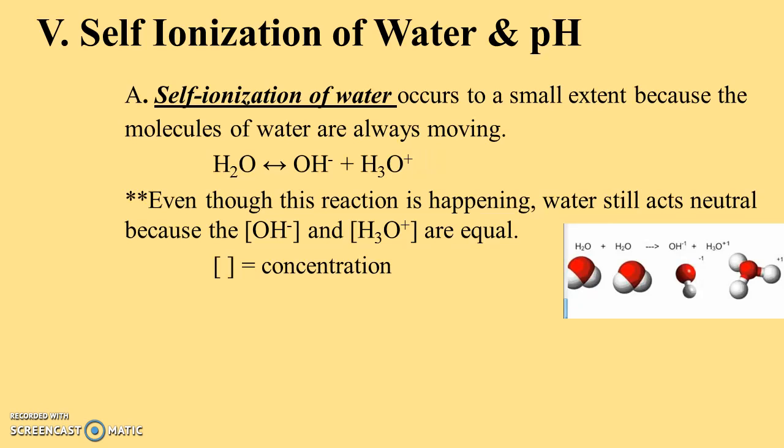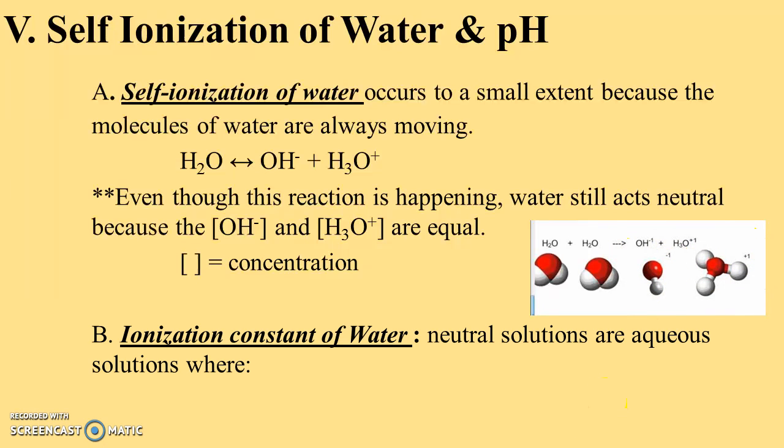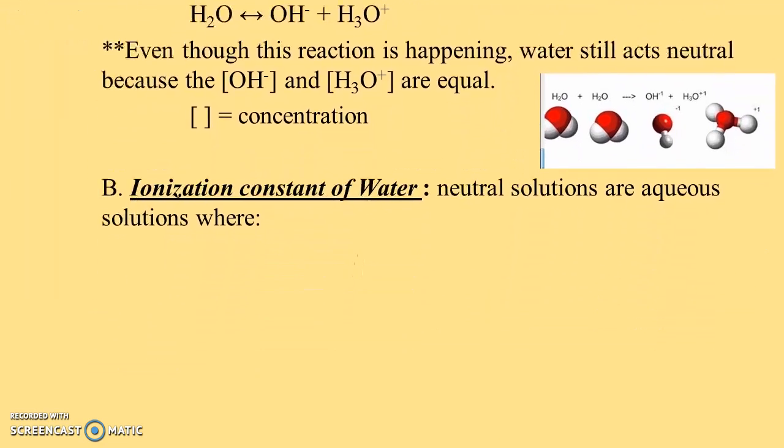Here's an example. You can visualize what these particles would look like. We have two water molecules. They'd be bumping into each other. One gives up that hydrogen so that we have an oxygen bonded with 3 hydrogens and then a hydrogen bonded with one oxygen. Okay, this would have a +1 charge. This would have a negative charge. So this results in an ionization constant for water.